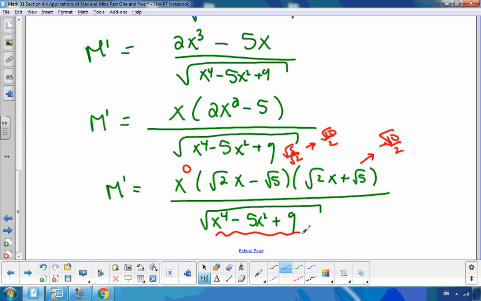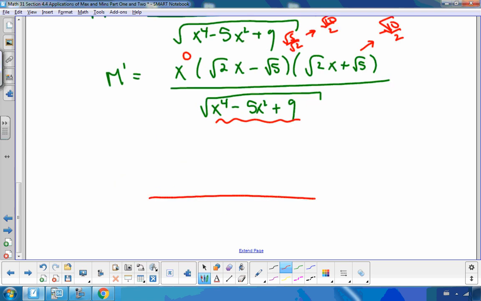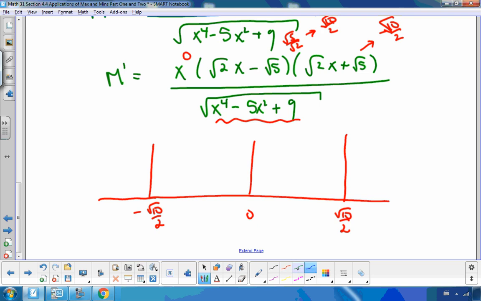So that means that I have 3 different critical values that I'm going to put on a number line. Okay. So I'm going to have critical value of negative root 10 over 2, critical value of 0, and critical value of root 10 over 2. Okay, so I'm going to look at my first derivative in factored form. So let's start with x. X is 0 right here. So to the left, the factor will be negative. To the right, the factor will be positive.